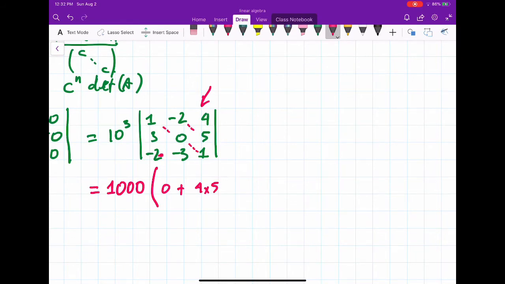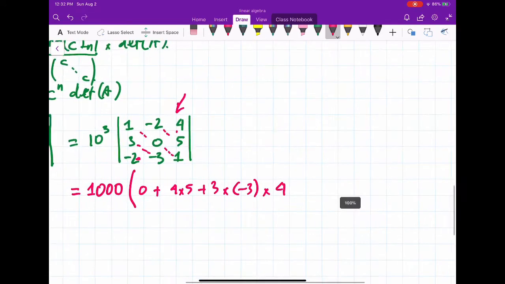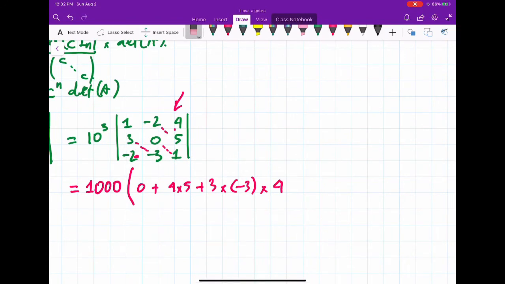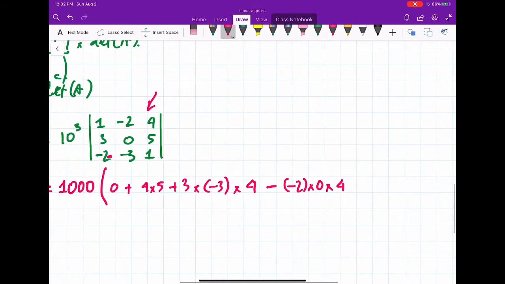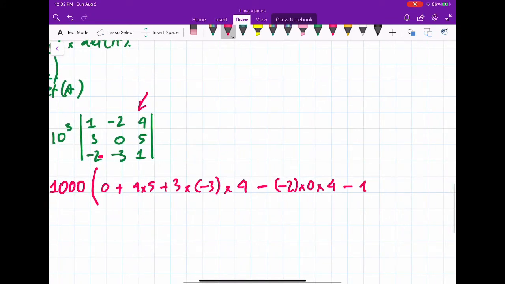Negative 2 with negative 2 is 4, okay? And then another is 3 with negative 3 and 4 right here. So plus 3 times negative 3 times 4. We still have another 3 terms, but with respect to the odd diagonal, right? So I can write in here negative 2 times 0 times 4, and then minus 1 times negative 3 times 5. You see this one with 0 in here, and the last one is negative 3 times negative 2 and 1.